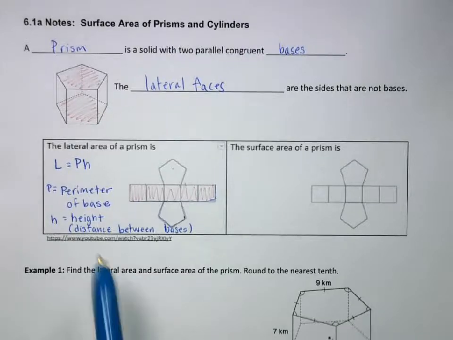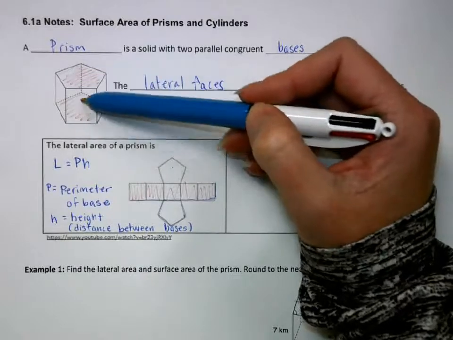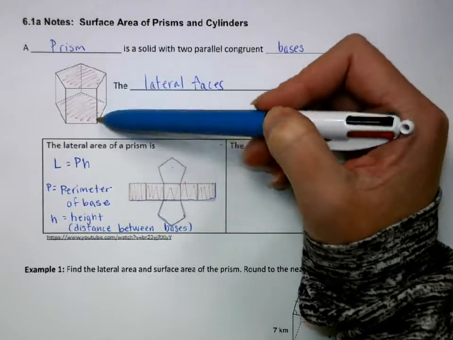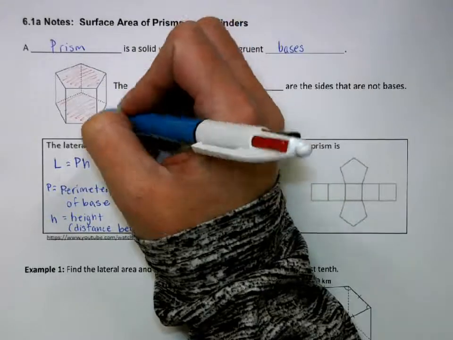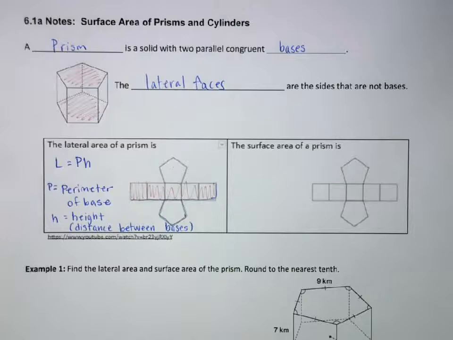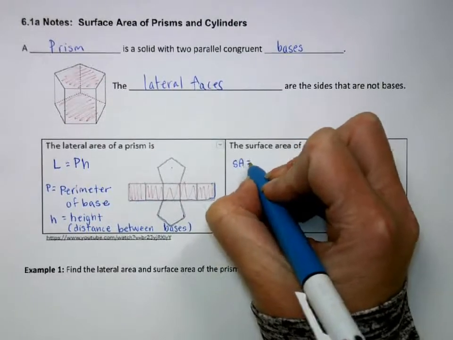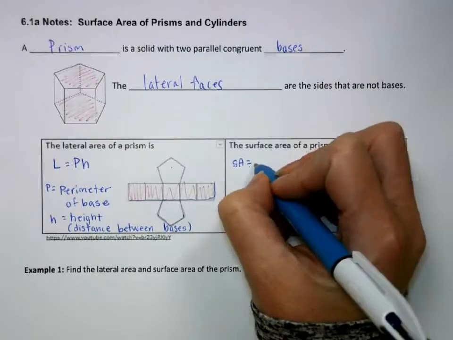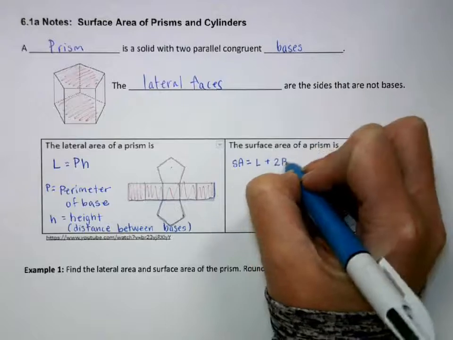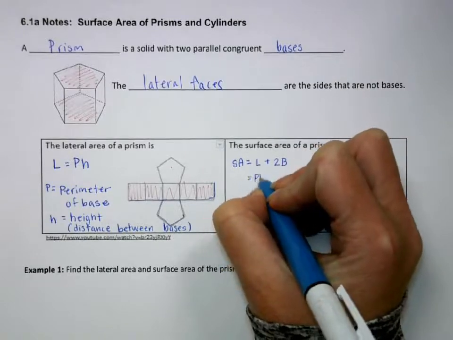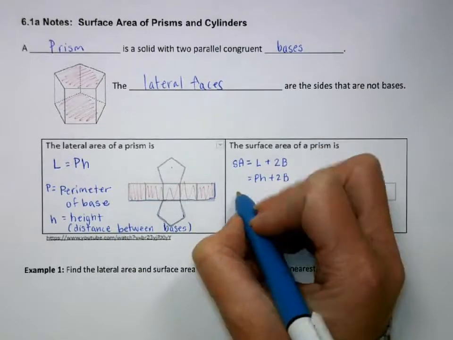A better way to refer to this is the distance between the bases. If we look at this shape here, we've got this pentagon. The height in this picture is vertical, but it doesn't always have to be drawn vertical. So the height is always going to be the distance between our two different bases. The surface area of a prism is going to be the lateral area plus the bases. So PH plus 2B. We've already defined P and H over here.